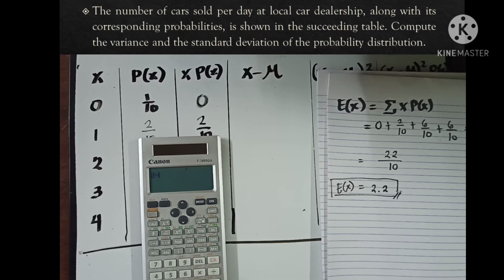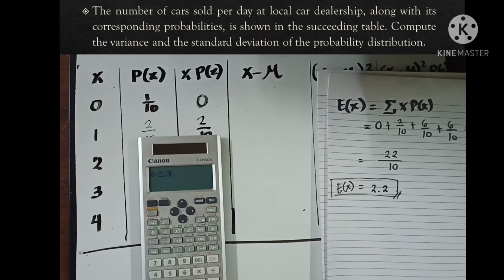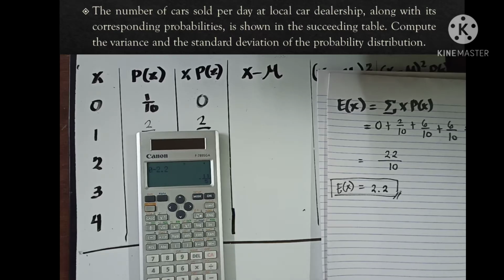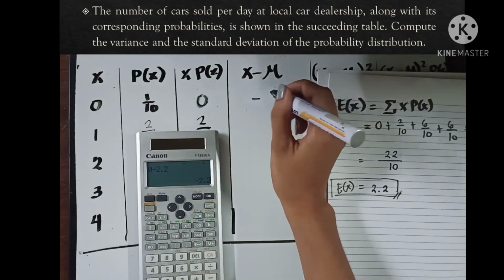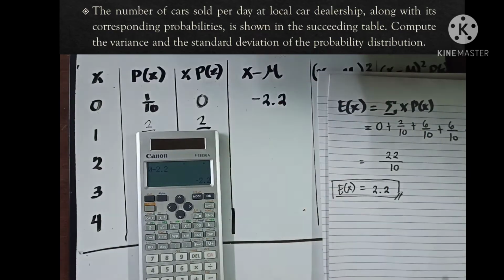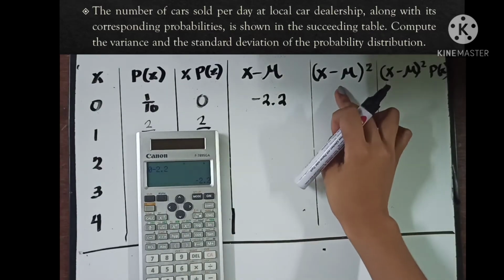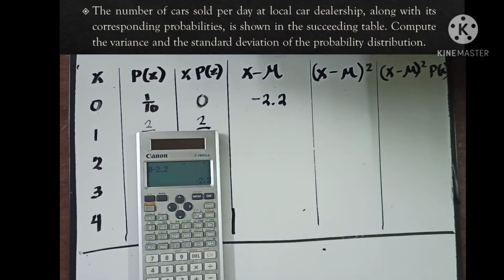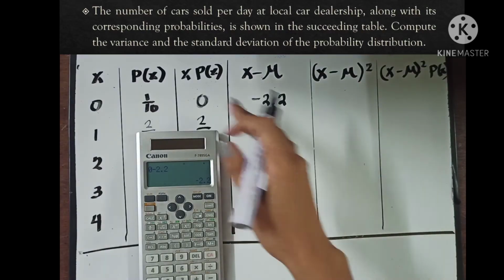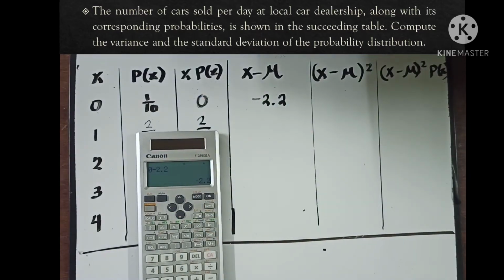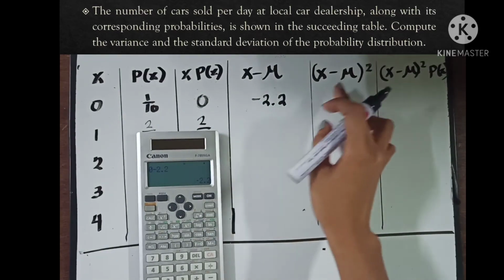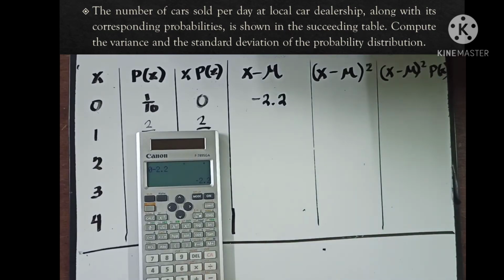So 0 minus, kung hindi sure, mag-calcu, 2.2. So that is equal to negative 2.2. Ayos, again, negative 2.2. Okay? So next, x minus mu squared. So, para hindi tayo paulit-ulit na mag-i-input sa calcu, pwede tayong magdiretso ng per row. Okay? So, negative 2.2. So, i-square mo lang siya dito. So, answer, then squared.